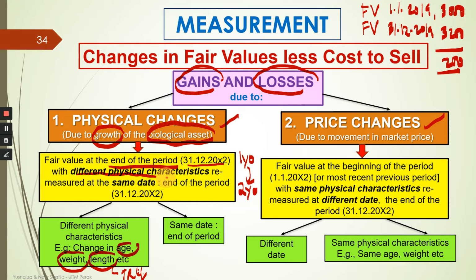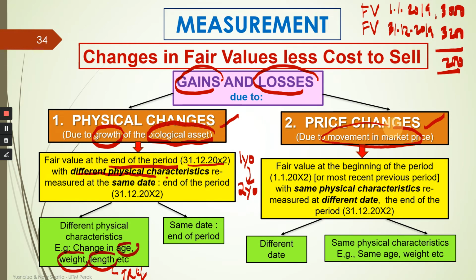So the one that I'm showing here is not physical changes. What I'm showing here is the price changes. The first one is physical changes, looking at different physical characteristics, which are maybe in terms of age, being compared within the same period or reporting date. Okay, the next one is price changes. Price changes is due to the movement in the market price, due to the change in the fair value.